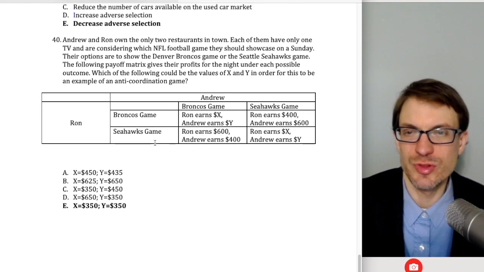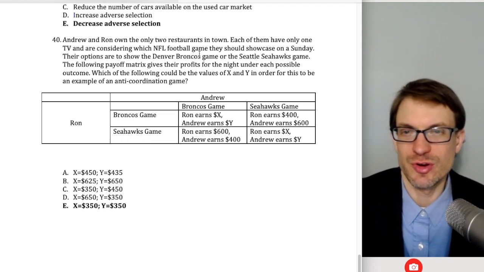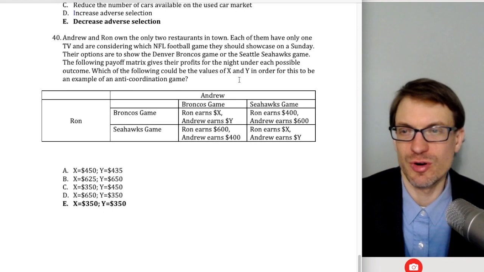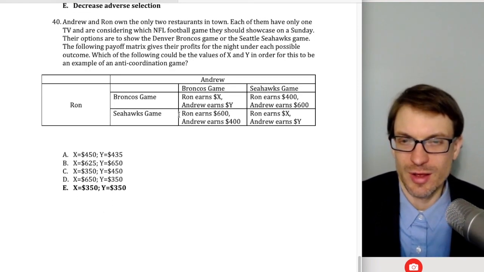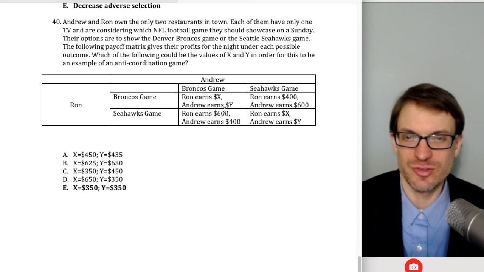Andrew and Ron own the only two restaurants in town. Each of them has one TV and is considering which NFL game to showcase on Sunday. Their options are to show Denver or Seattle. Payoff matrix. Which of the following values must X and Y be in order for this to be an anti-coordination game? So we have X and Y, 400 and 600, 600, 400, X and Y.